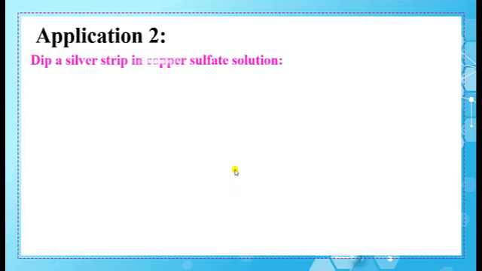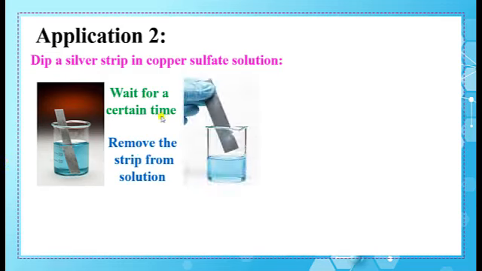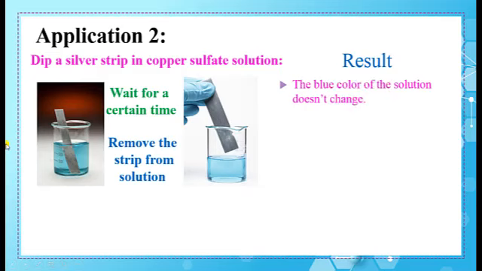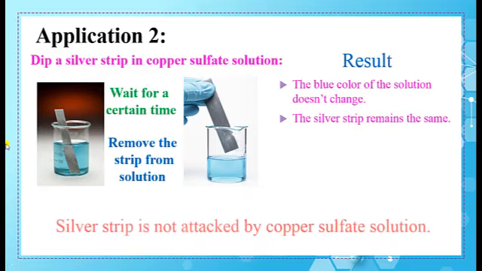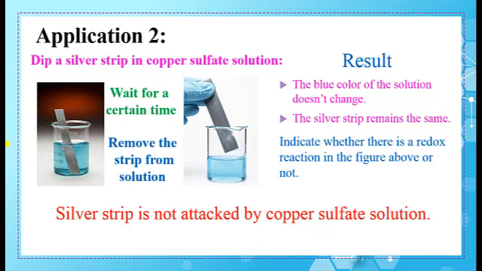Another application. If we dip a silver strip in a copper sulfate solution, look at the figure. This is the silver strip and this is the copper sulfate solution, which is blue in color. Leave it for some time and we remove the strip from the solution. Look what happens. The strip does not undergo any change. Also the color of the solution does not change. These are the results. The blue color of the solution doesn't change. The silver strip remains the same. We can say that the silver strip is not attacked by copper sulfate solution. Then no reaction takes place between silver and Cu2+ in copper sulfate.